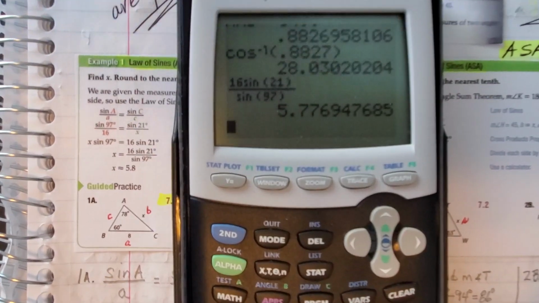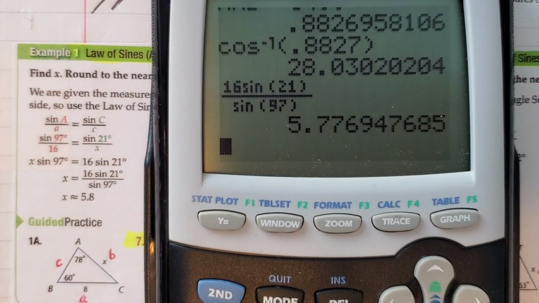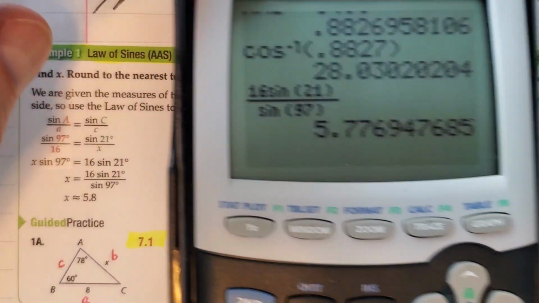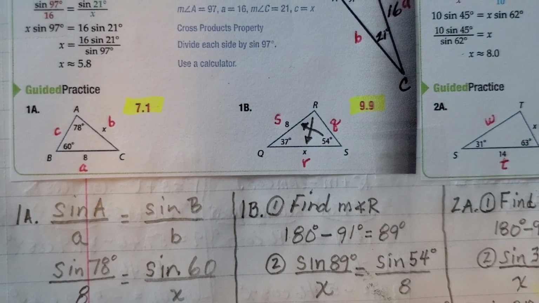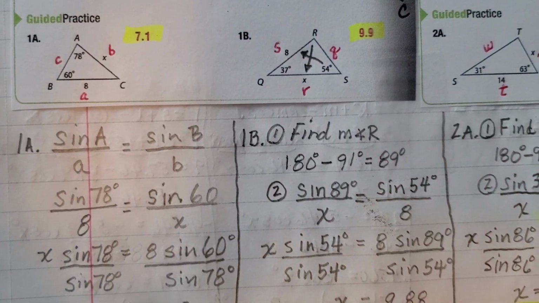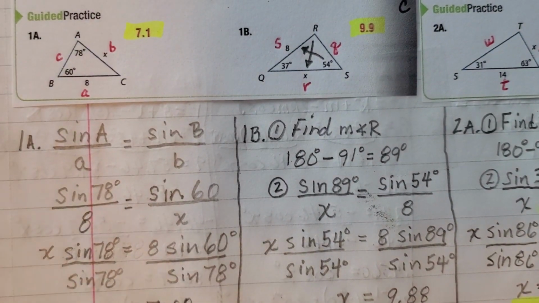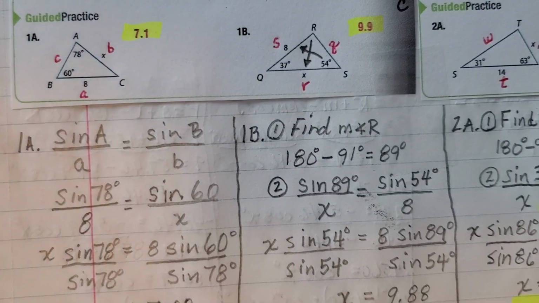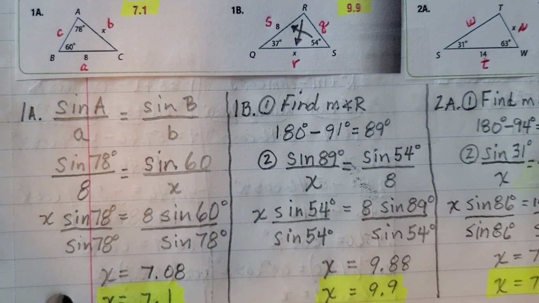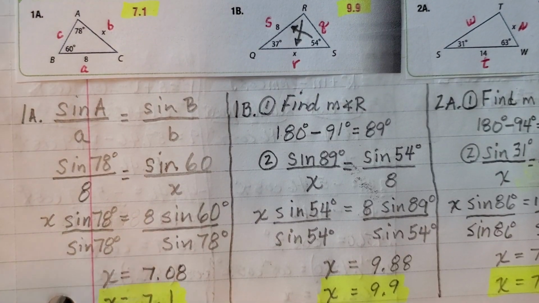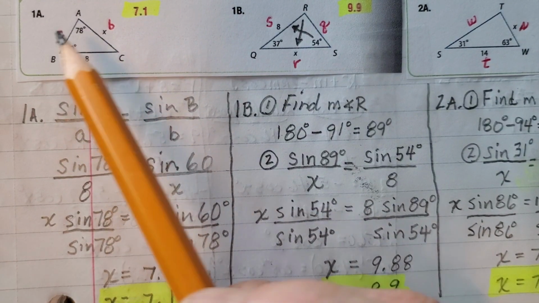5.8. Make sense? Okay, that's how you do that one. Now, if I want to do these practice ones down here, I'm going to do both of them. So I'm going to set each one up. Okay. So number 1A. So the first one, I have to label my sides.